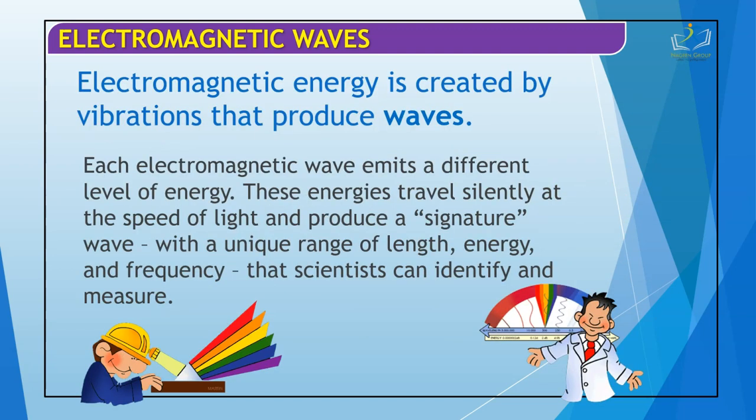Electromagnetic energy is created by a vibration that produces a wave. Waves we studied earlier, please follow that lecture. Each electromagnetic wave emits different types of energy. These energies travel silently at the speed of light and produce a signature wave with a unique range of length, energy and frequency that scientists can identify and measure.